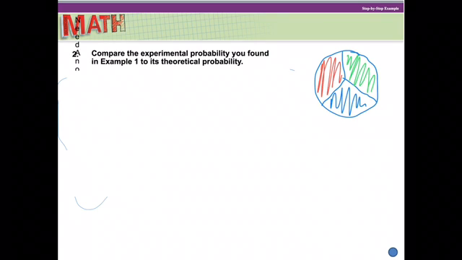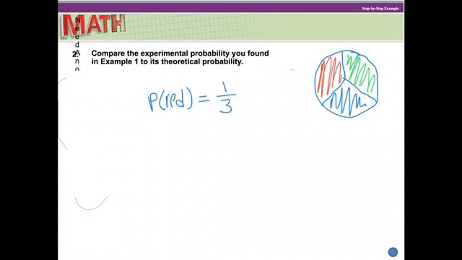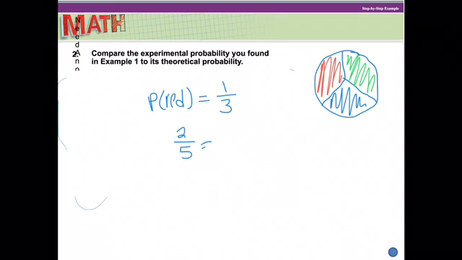So, since there are 3 equal sections, the theoretical probability of spinning a red would be 1 out of 3, because it's one of the sections out of 3 possible sections. If we were to compare them, the experimental probability was 2/5, and the theoretical probability is 1/3, which are pretty close. I know that if you were to spin it even more times, you would probably get even closer, but since they had 60 trials, that's probably why they're pretty close.